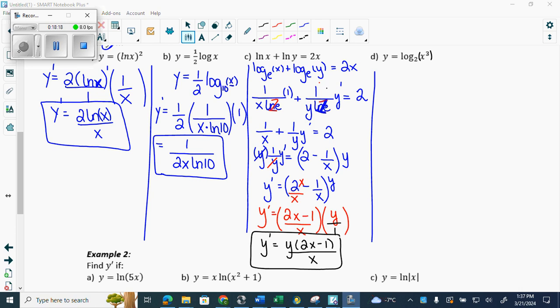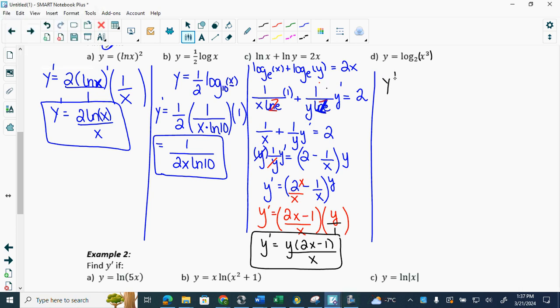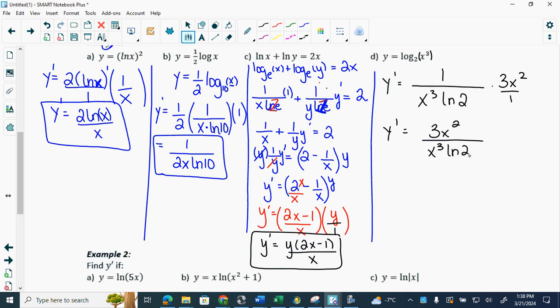So this one, y prime equals 1 over x cubed in the denominator, ln of 2, the base, and the derivative of x cubed, which is 3x squared, over 1. It'll join the numerator. And so we're left with 3x squared over x cubed ln 2. And that won't be the answer they're going to give you because they're going to cancel that and 2 of those. So they're actually going to give 3 over x ln 2.